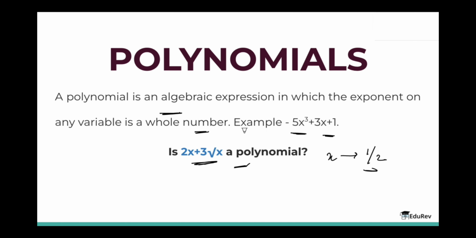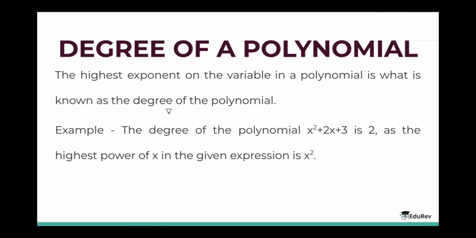So it's not a polynomial, but it's an algebraic expression. Now let's understand the concept of degree of a polynomial. Imagine any polynomial in one variable. The highest exponent on the variable in that polynomial is what is known as the degree of the polynomial. Let's take an example to get this concept clear. The degree of the polynomial x square plus 2x plus 3 is 2, as the highest power of x in the given expression is what? X square. So the degree is going to be what? 2.